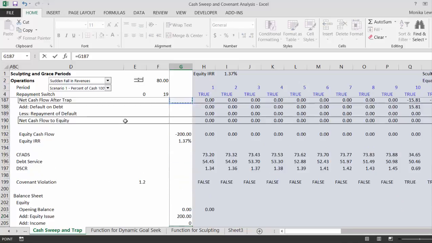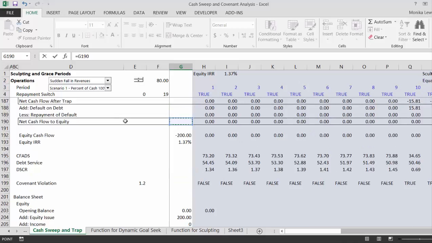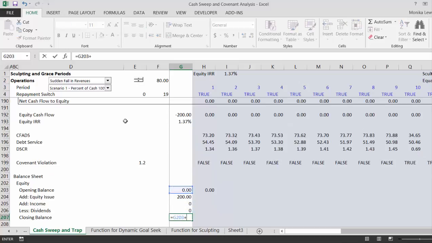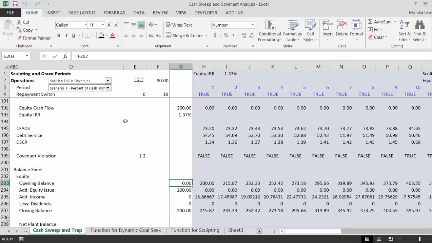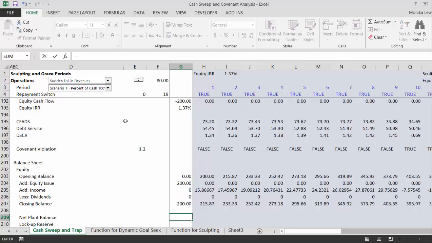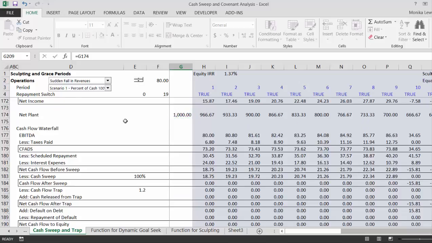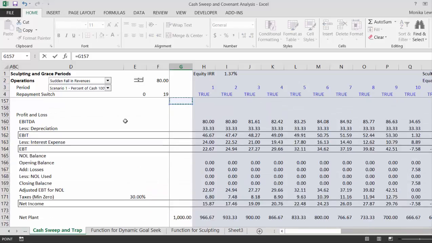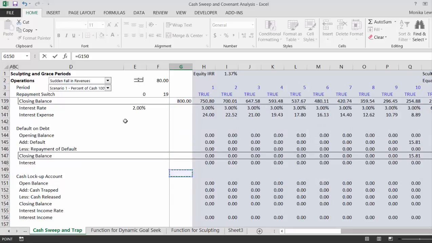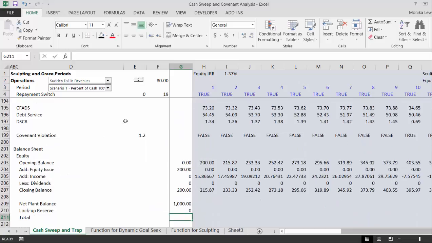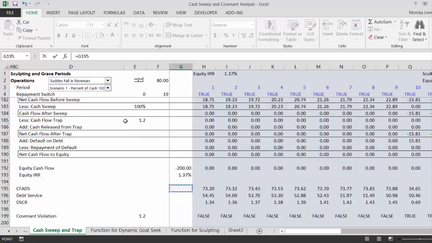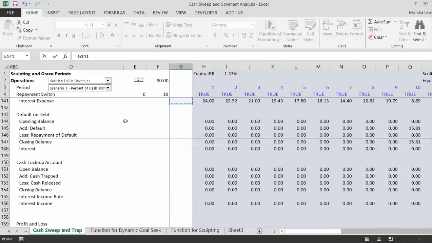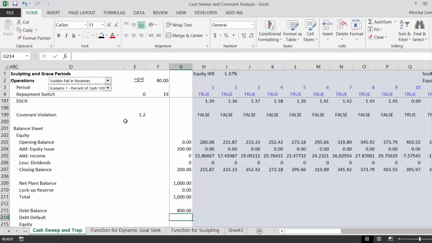And the dividends come from this one. The closing balance is just that we add the equities, subtract the dividends. Shift Control R. And our net plant balance, I put it by the profit and loss statement. The lockup reserve we have to now put on our balance sheet. And then we can press Alt equals to get this. And in addition to the debt balance, we better put the default balance.